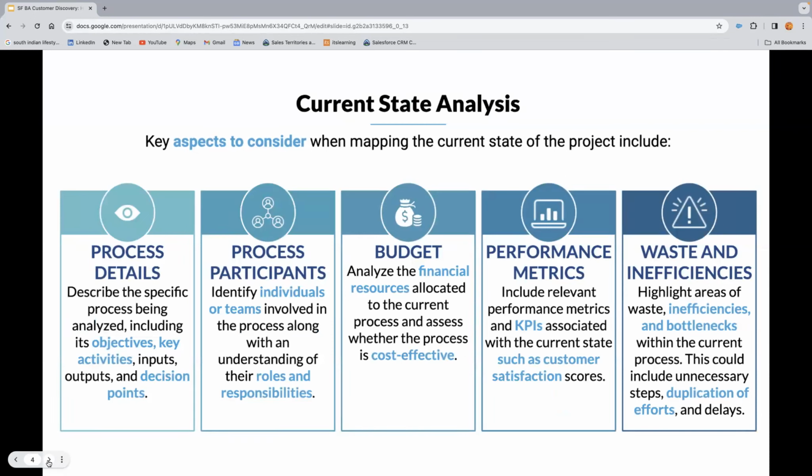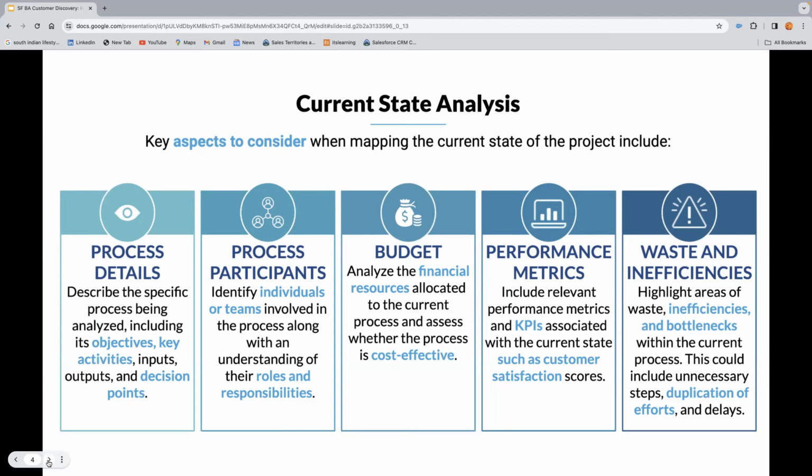The current state analysis. The key aspects to consider when mapping the current state of the project include process details. Describe the specific process being analyzed, including its objectives, key activities, inputs, outputs, and decision points. Process participants: identify individuals or teams involved in the process along with an understanding of their roles and responsibilities. Budget: analyze the financial resources allocated to the current process and assess whether the process is cost effective or not.